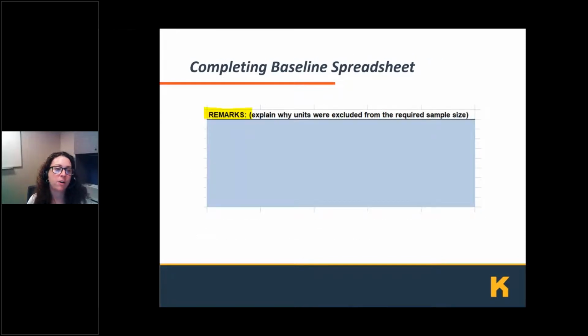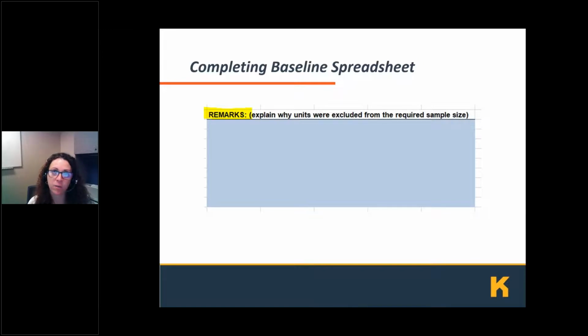All right, moving on. So there is a remarks box. There's actually 2 remarks boxes. This blue one is for you. This is where, as I mentioned earlier, if you cannot meet your sample size, or if there's other information that you want to tell us, if you have a couple partial months that you had to take out, anything that you want to tell us will go in this box.